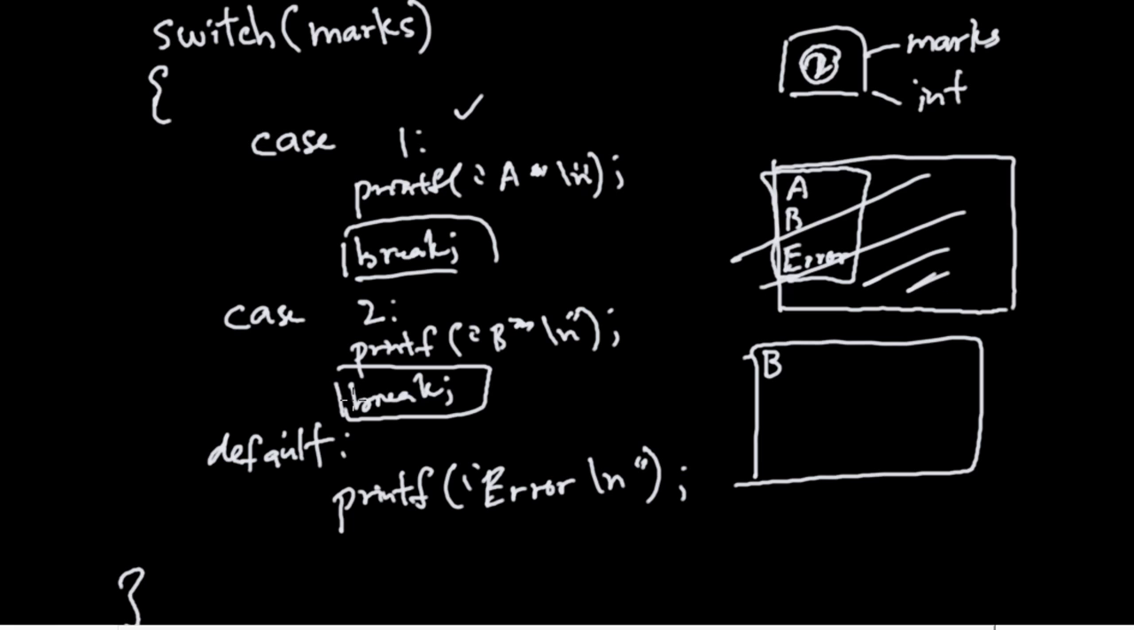Then what the break does is that it tells the program to skip all the conditions below and go straight to the end of the switch case construct. It goes to the end and exits this whole thing over here. So if you enter 2, you only have B. Now without the break, if you enter 2, you will have B and you will have error, if you were not to use the break, right?